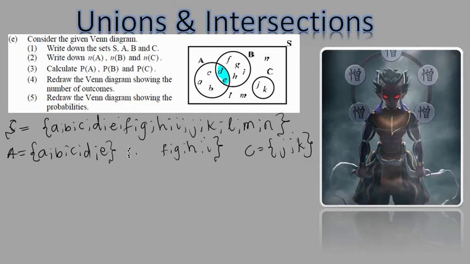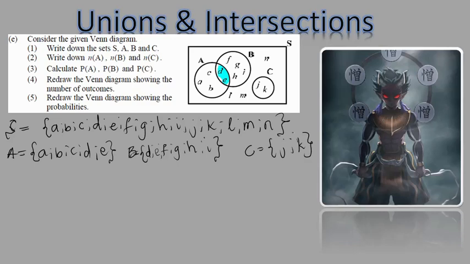In event B, right, we have D, we have E, we have F, G, H, I, right there. In event A, we have A, B, C, D, E, right? And event C, we have J and K, right? So those are the things we have.